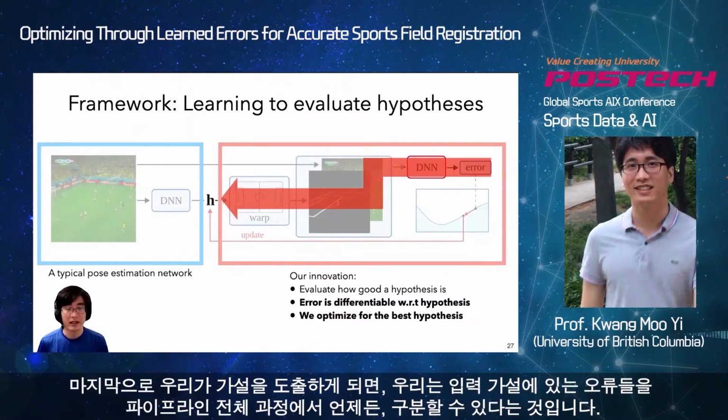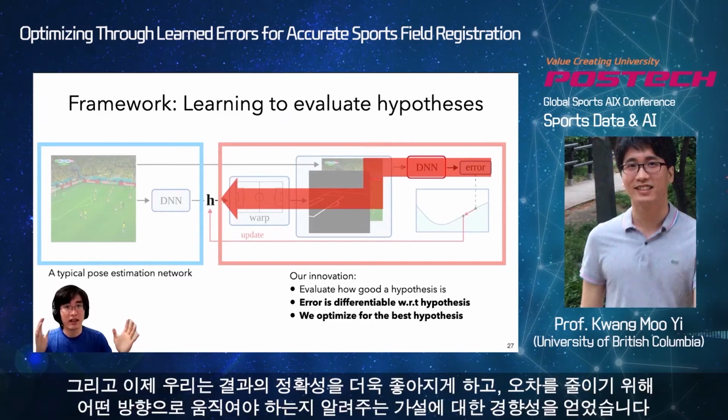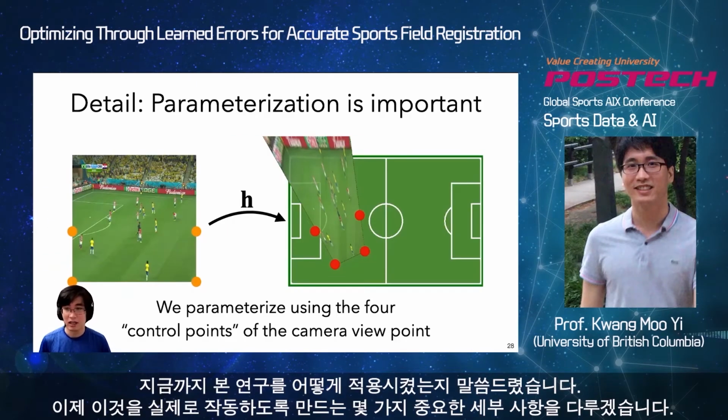And then at the end, once we have that hypothesis, what we can do is we can differentiate through the whole pipeline all the way from the error that we have to the input hypothesis. And now we have gradient for the hypothesis that tells us which direction we have to move in order for the error to get lower so that our results get better. Well, that's it. That's how we actually implement this.